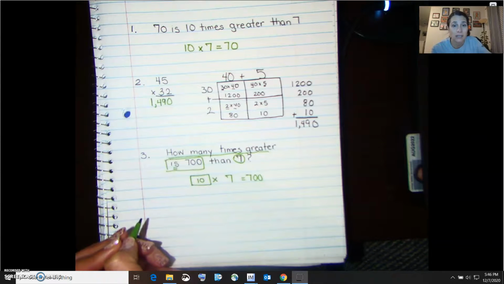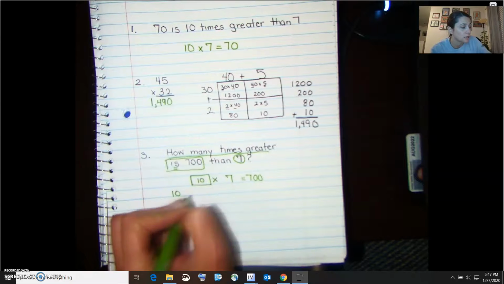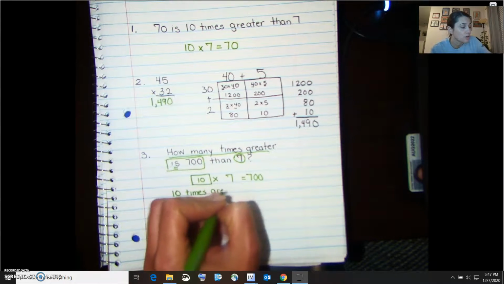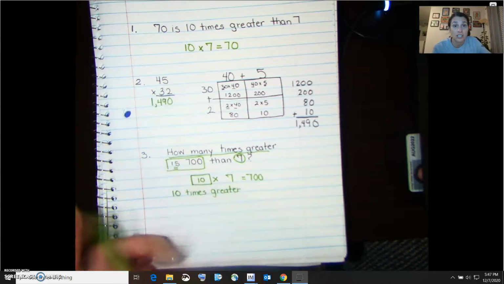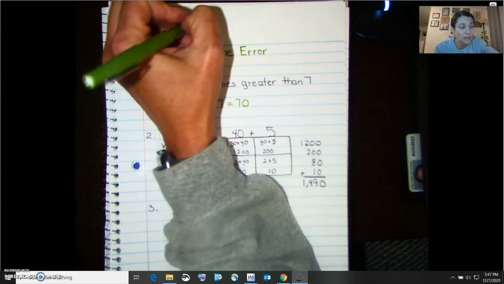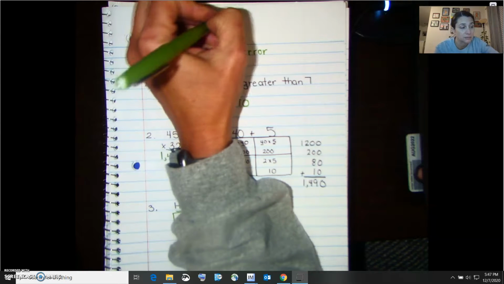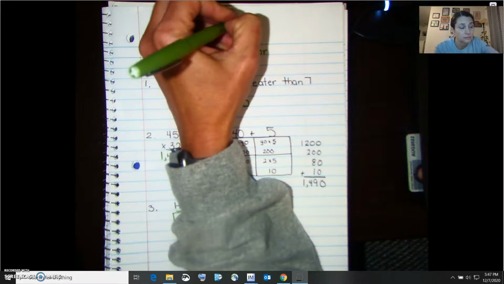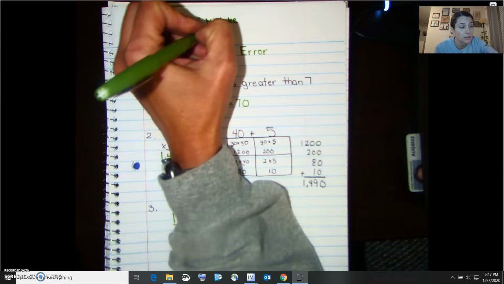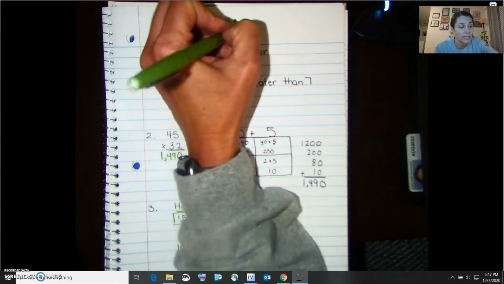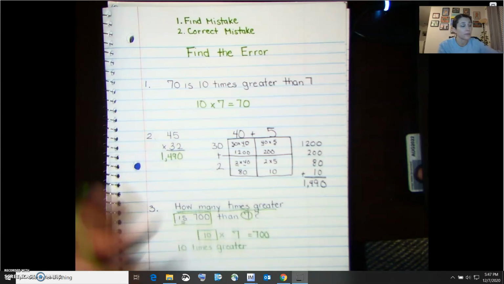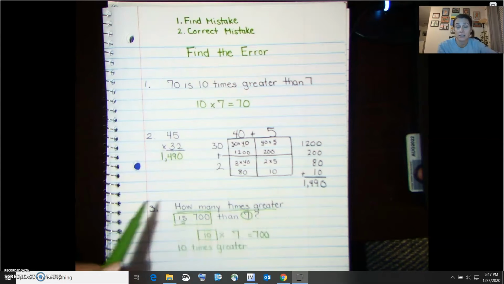Okay, so there's a mistake in there. I'll put 10 times greater. So your job is not just to write the notes. Job number 1 is find the mistake. Job number 2 is correct the mistake. And these are all mistakes that I see you guys making. So on each of them, find the mistake, correct the mistake.